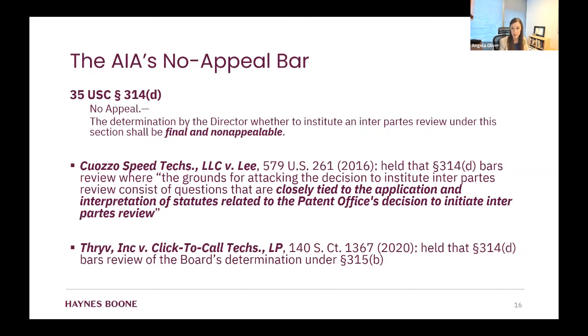So that's pretty straightforward in that case. And in that case, it really was a very clear, or at least in retrospect, a pretty clear application of that 314(d) bar. Now, Thryv was a little bit more complicated. So for years after Cuozzo, there was lots of litigation about the 315(b) time bar, because obviously if you can win a 315(b) argument, that's the end of the IPR if the board denies institution based on a time bar. And the Federal Circuit had been reviewing decisions on those issues on appeal. And then Thryv versus Click-to-Call went to the court and changed that significantly. So in Thryv, the court held that this no appeal bar bars review of the board's determination under 315(b). So let me switch to the next slide.